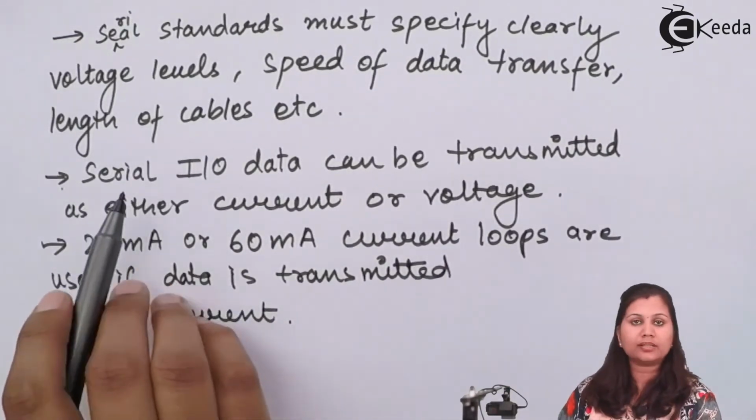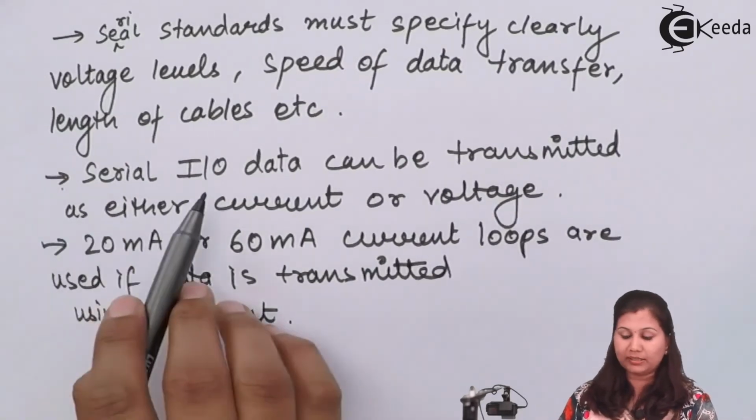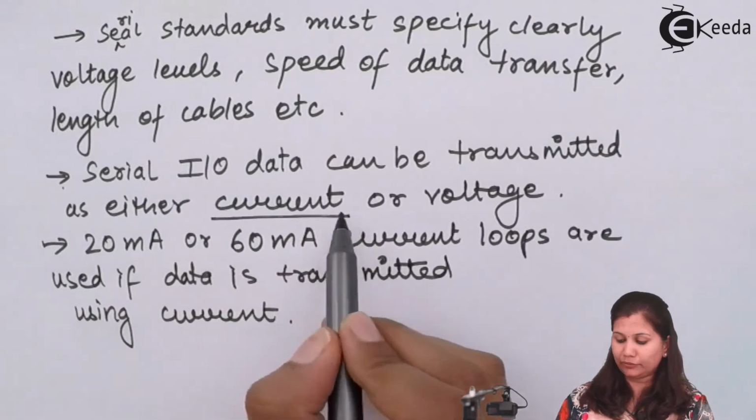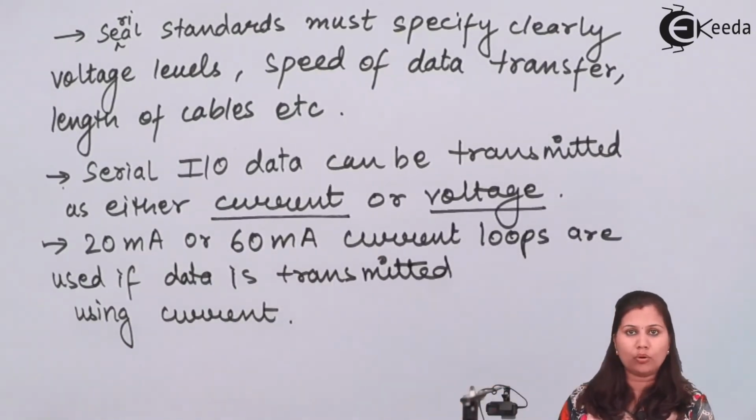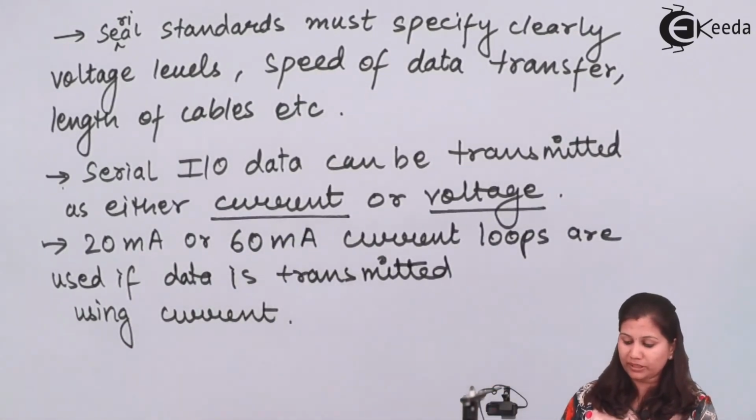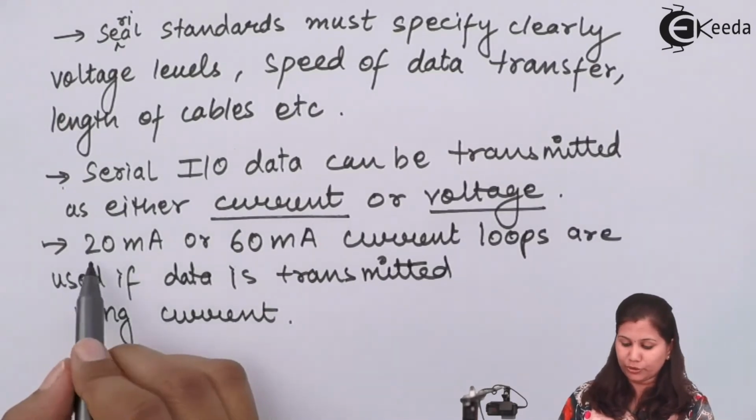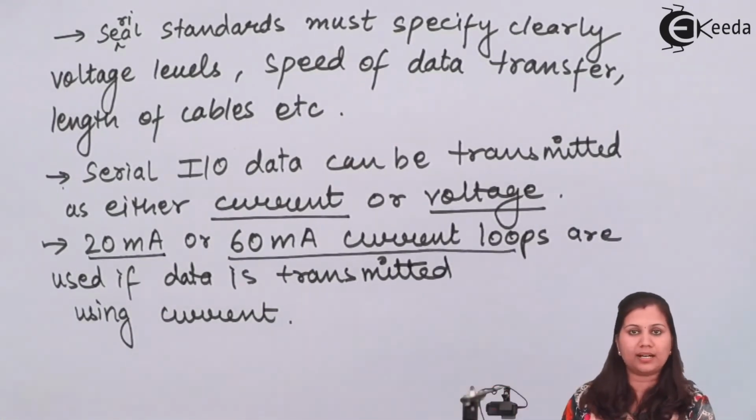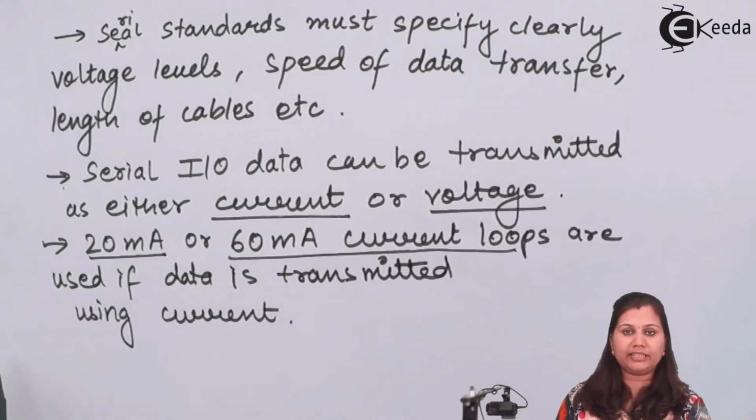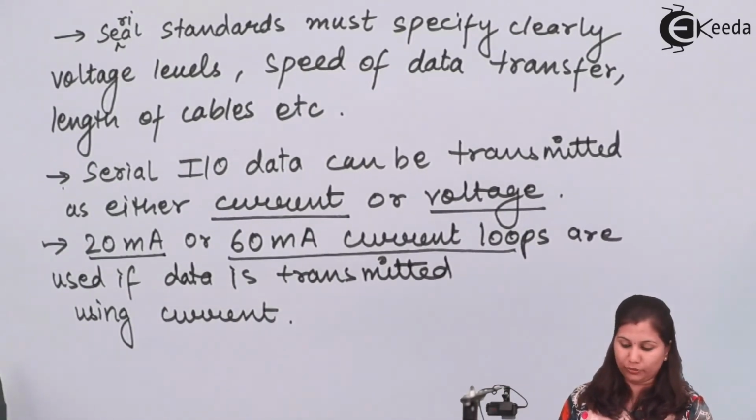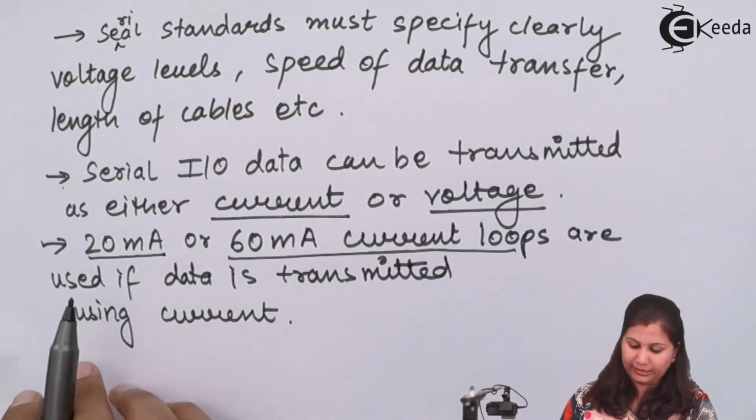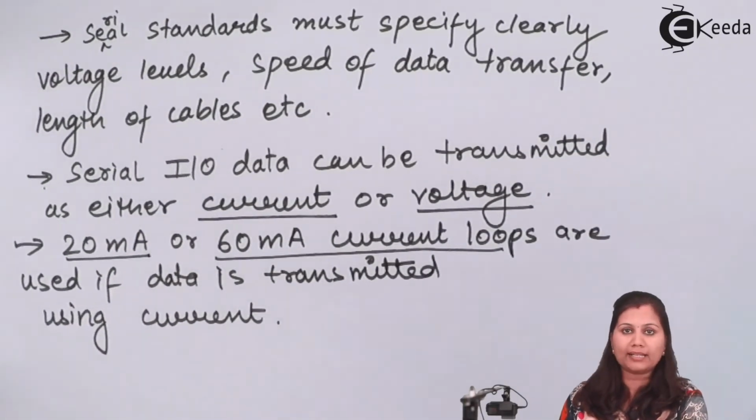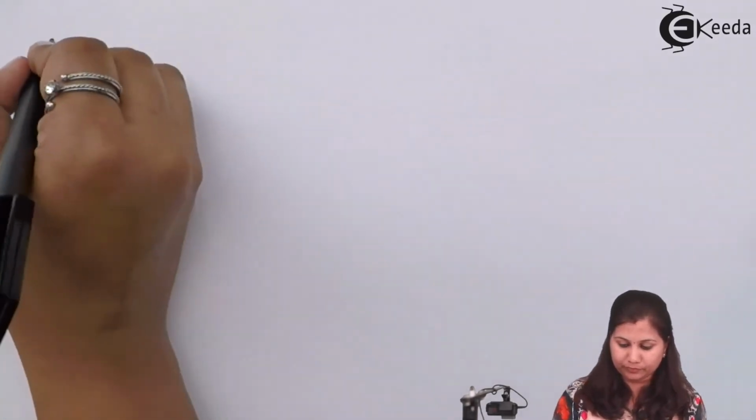Now, when serial input output data is transmitted, it can be transmitted either in the form of current or voltage. When it is transmitted in the form of current, we usually use 20 milliamperes or 60 milliamperes current loops to transfer the data. So the data can be transmitted either in the form of current or as voltage.